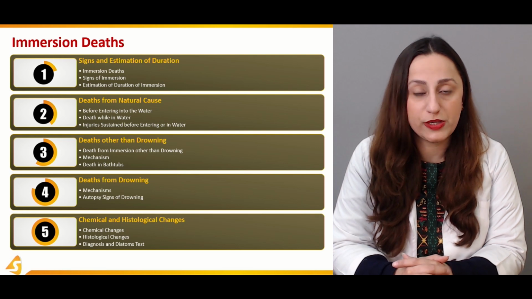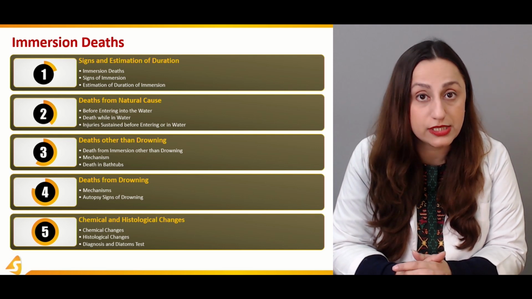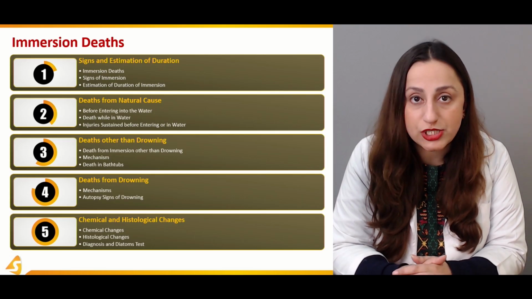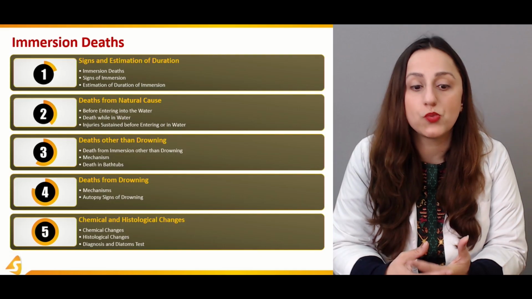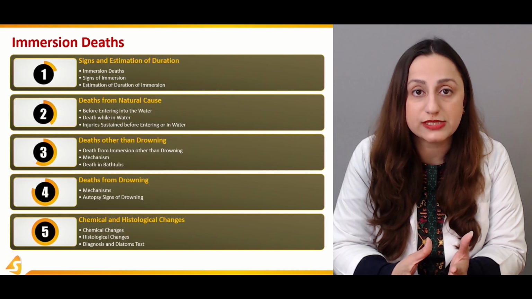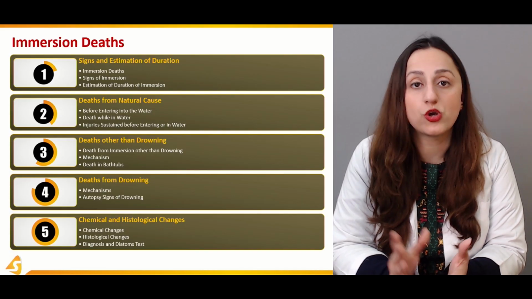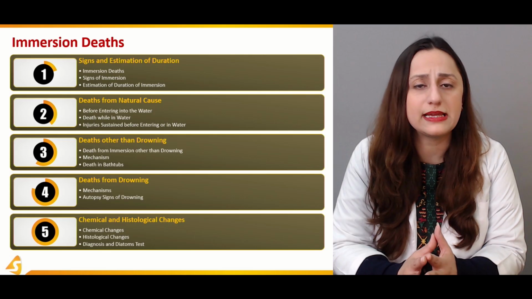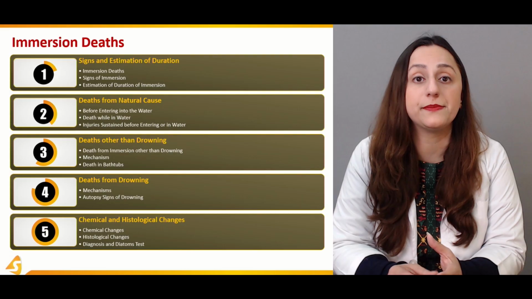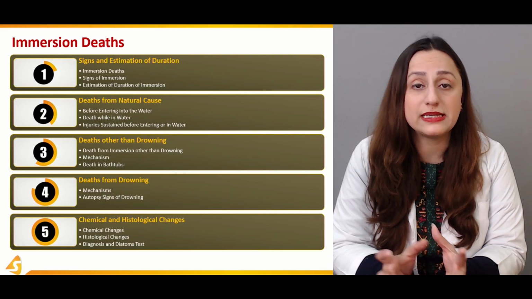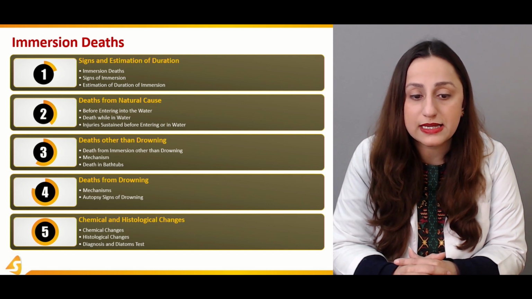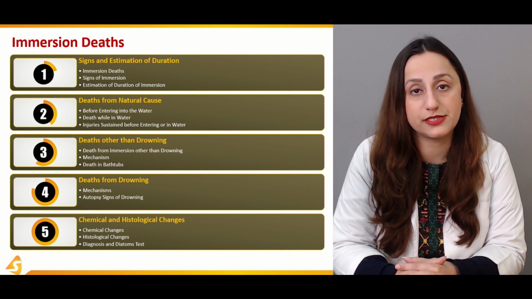Then in the fifth section, we'll be discussing the chemical and the histological changes for the drowning phenomenon. The chemical changes which underlie this syndrome, we'll be discussing in detail, and then we'll be discussing the histological changes at a tissue level, what changes we can observe. A lot of different tissues can be placed for this discussion, for example, the lung tissues, the stomach, the intestines. All of these can be discussed in detail over here. And then we'll be discussing the diagnosis and the diatom test also.